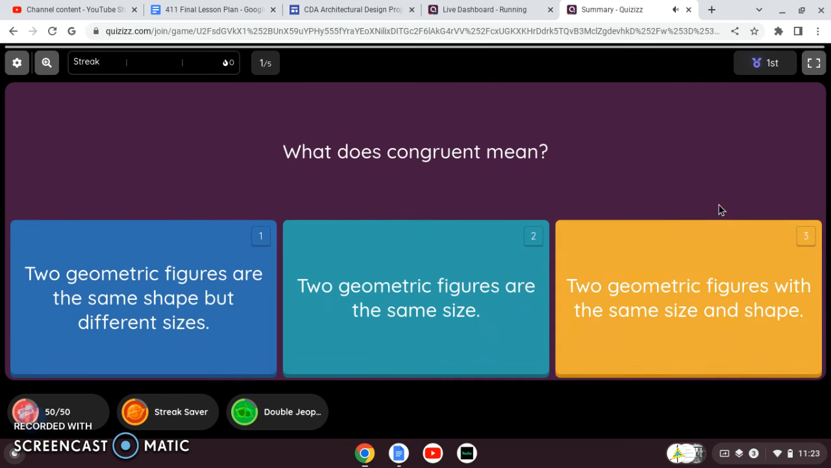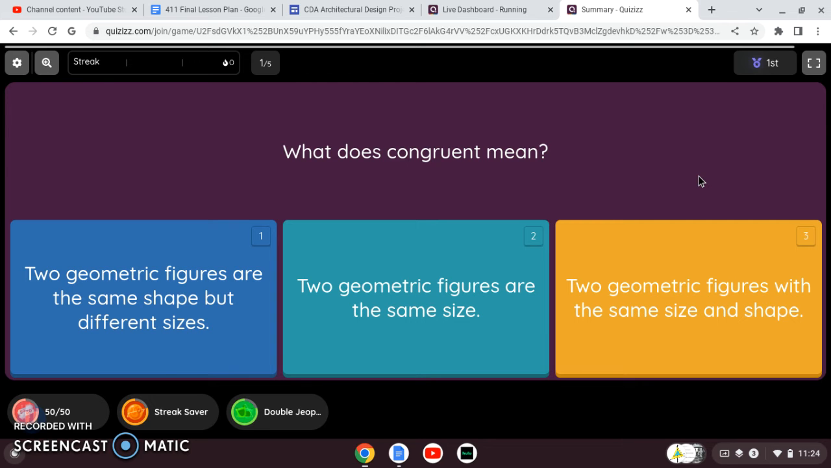My first question says, what does congruent mean? Go ahead and pause this video and discuss with a partner. Okay, we have 3 different choices. I am going to read through them all. So my first choice is 2 congruent figures are the same shape but different sizes. It says 2 geometric figures are the same size. And then 2 geometric figures with the same size and shape.